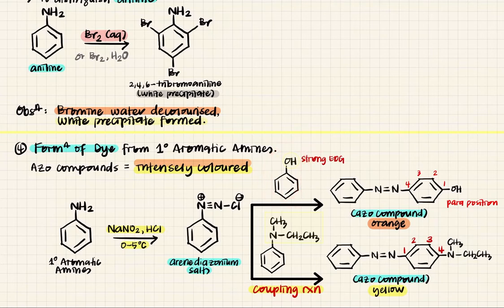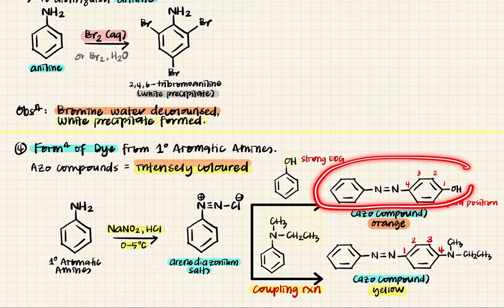So if you react your arene diazonium salts from your aromatic amines with phenol, you will get an azo compound looking like this. So this part here is from your arene diazonium salt, and it has a 1,4 para position with your phenol. So dekat sini dengan sini, dia sambung situ. So dia memang para position. So this azo compound is orange coloured.